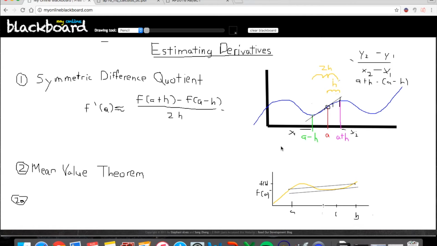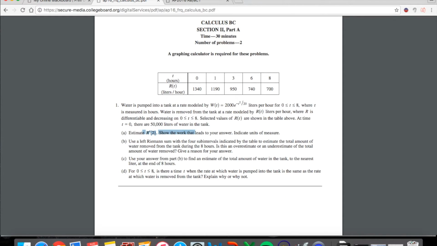And then you also use the mean value theorem in the sense that you don't have to really think about a plus h, a minus h over 2h or whatever. You just think about it in terms of the average rate of change in between two points. So I'm just going to call this the average rate of change. And to give you an example, we're going to look at this question here from last year's AP exam.